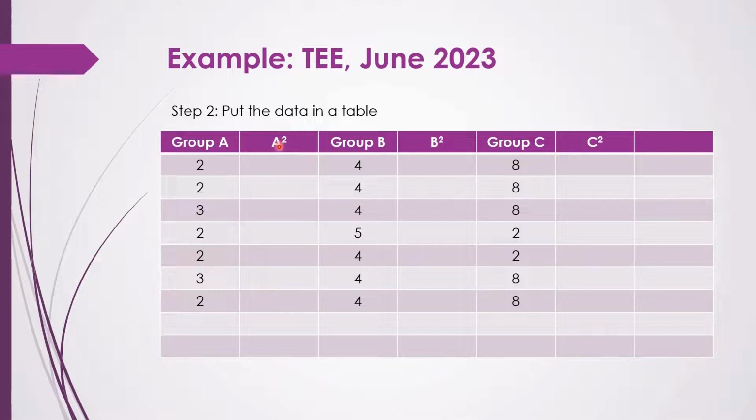The second column I have for A square. So in this column you have to square all these values and write. Third column I have for group B and the values. Fourth column I have left blank for B square, then group C here and then C square. I have left the last column blank, which I'll tell you why. So you may pause the video here, make this table, write down these numbers and square each of these values and fill in this table.